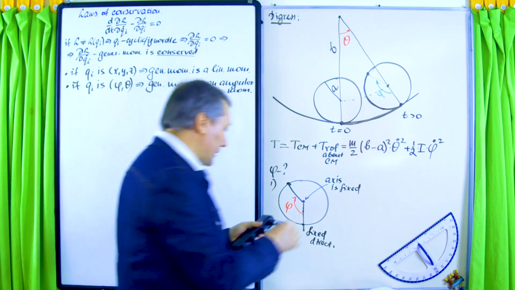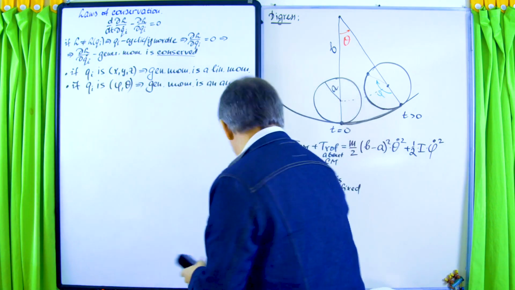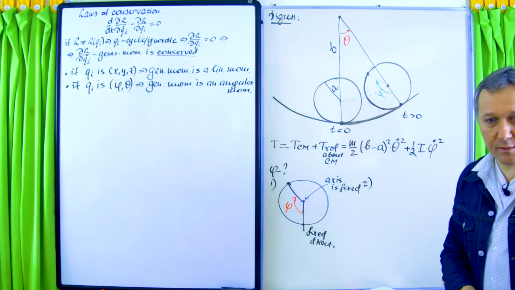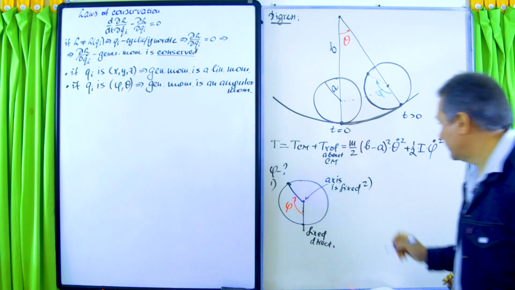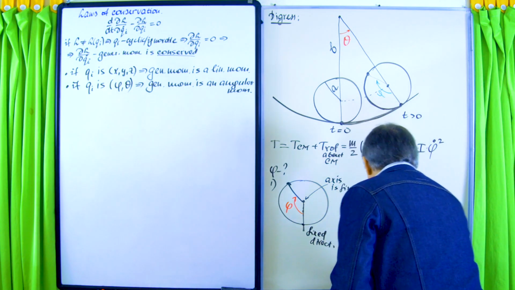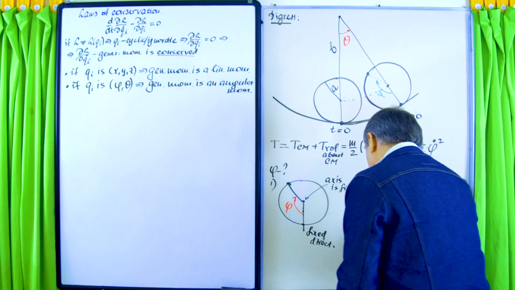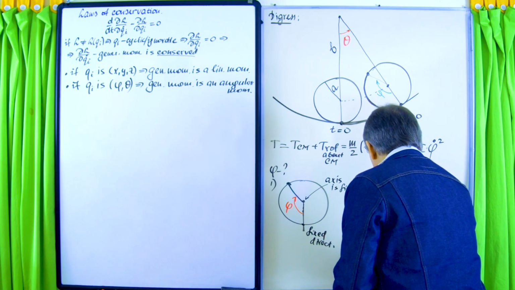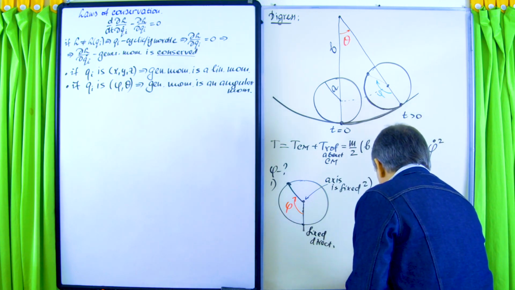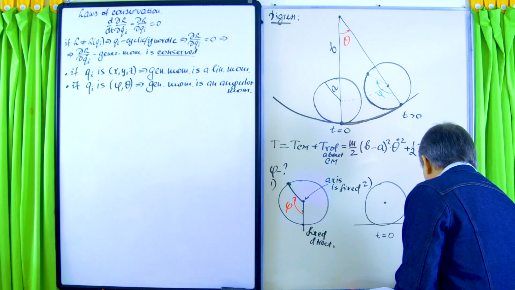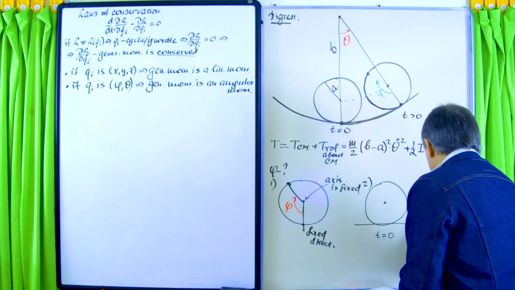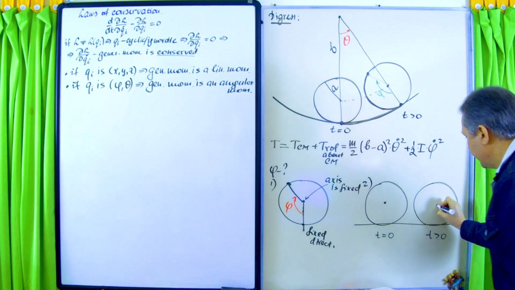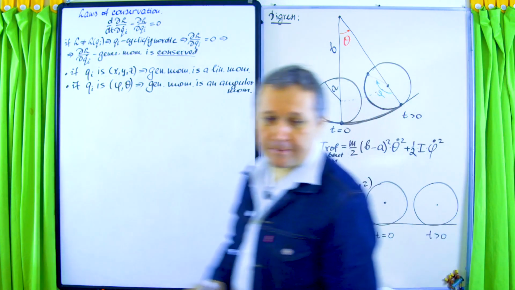Now let's look at a slightly more complicated situation. What if we make this disk roll on a horizontal surface? Let's say first this disk was here, at t equals 0, and then at t larger than 0, this disk is somewhere up here. So it gets displaced.